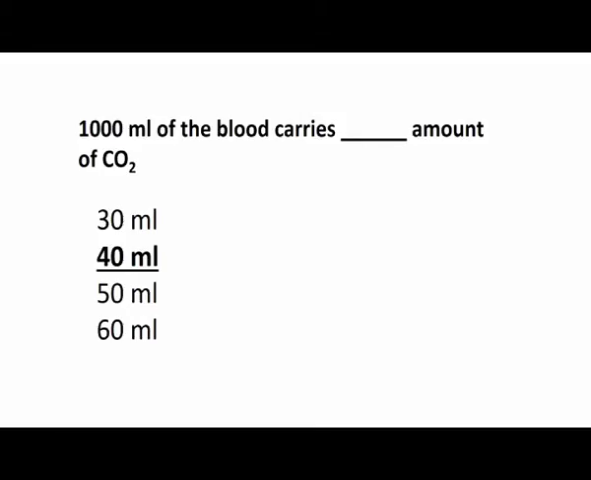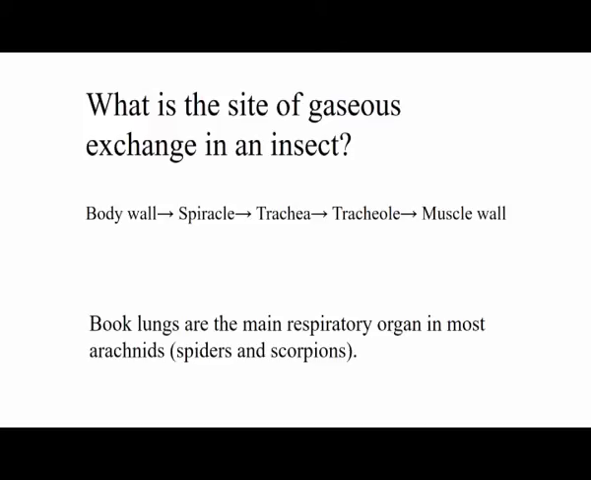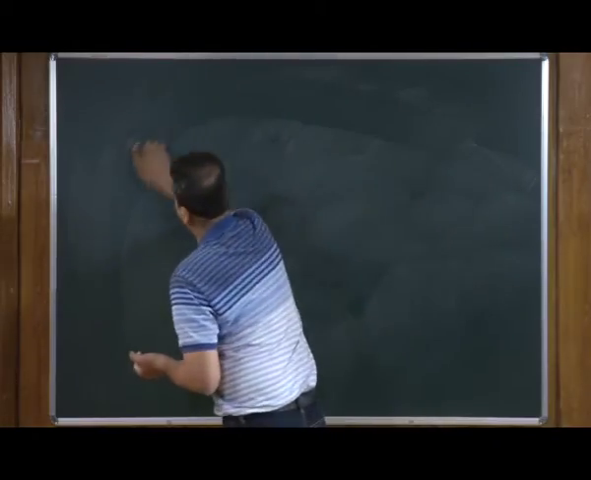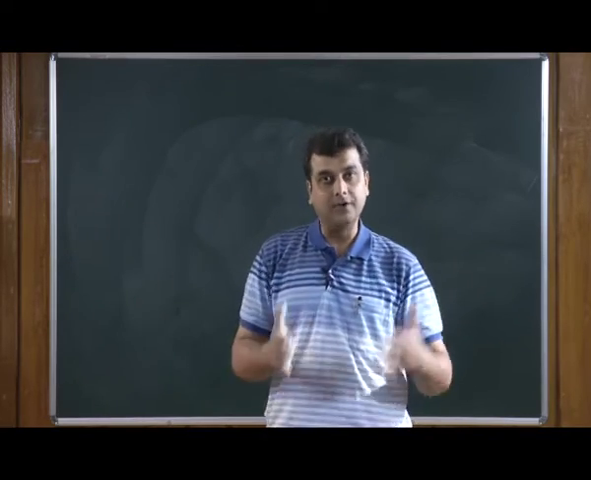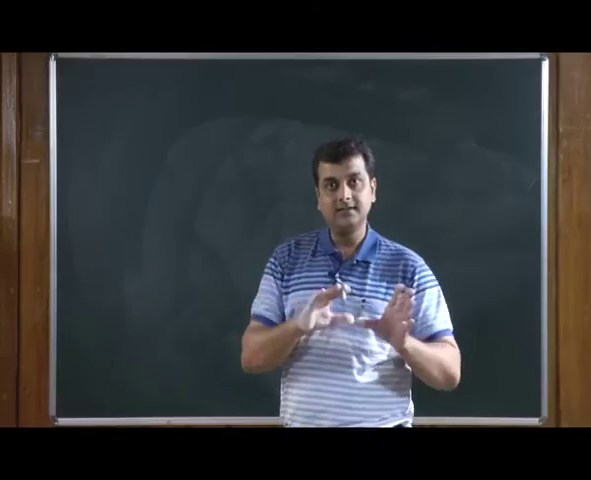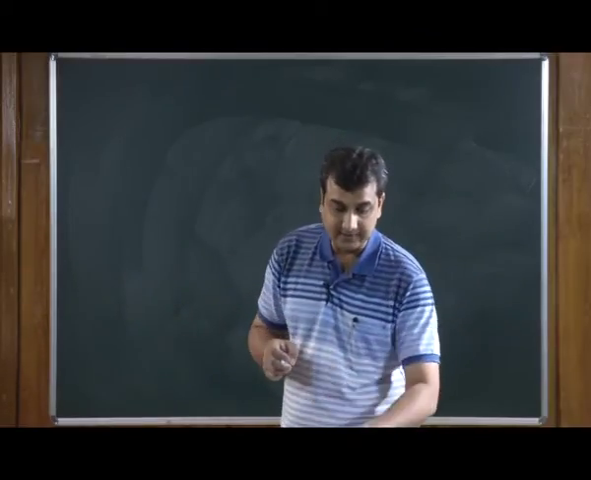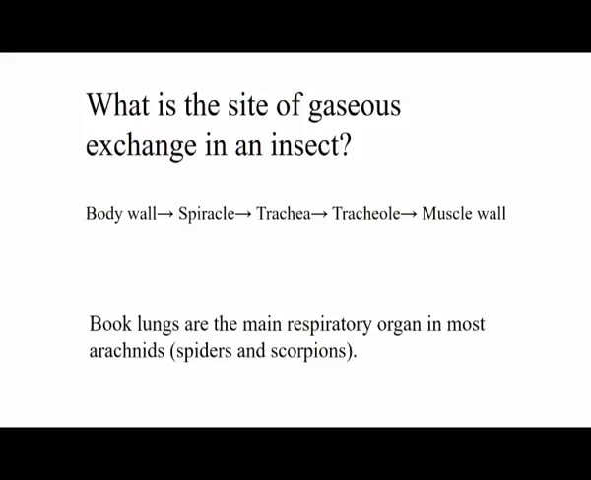So, the next question here is, what is the site of gaseous exchange in an insect? And these are some of the questions which are asked in various examinations, and one has to understand, because we are concentrating ourselves on the human lung. So, we need to understand how this exchange of gases takes place in some invertebrates. So, if we try to draw how this whole exchange of gases takes place in case of an insect.